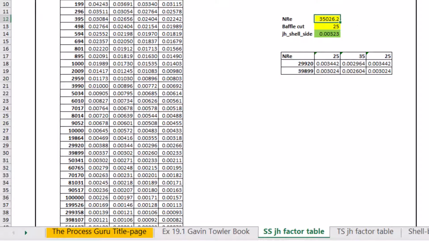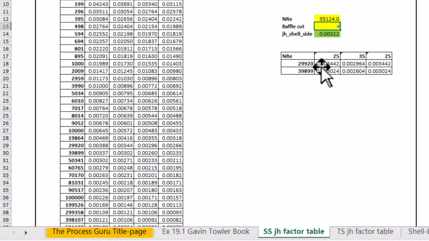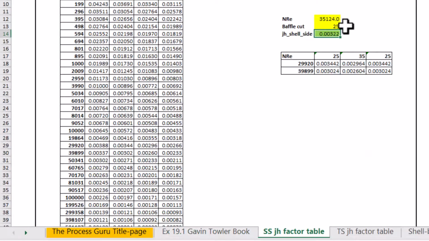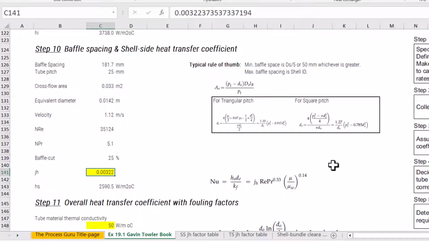Okay, let me link this Reynolds number with our calculation sheet. So here the Reynolds number is this one. My baffle cut is 25%, it's here, and we have calculated this JH shell side. So I will just link this value.